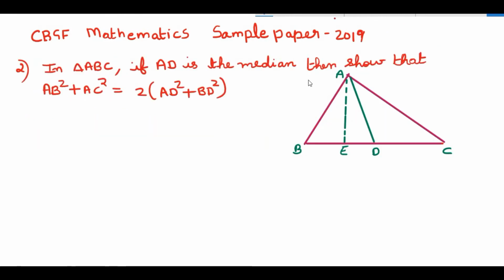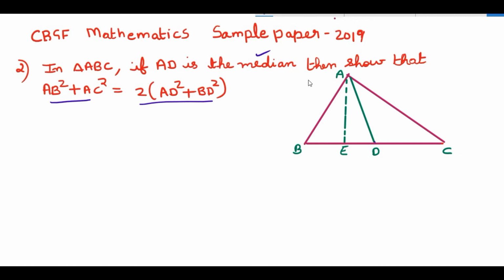So the second question is, in triangle ABC, if AD is the median, then show that AB square plus AC square equal to 2AD square plus BD square. So this is one of the important questions. Now, what is the difference between median and altitude? Median means the line segment joining from the vertex to the midpoint of the opposite side.